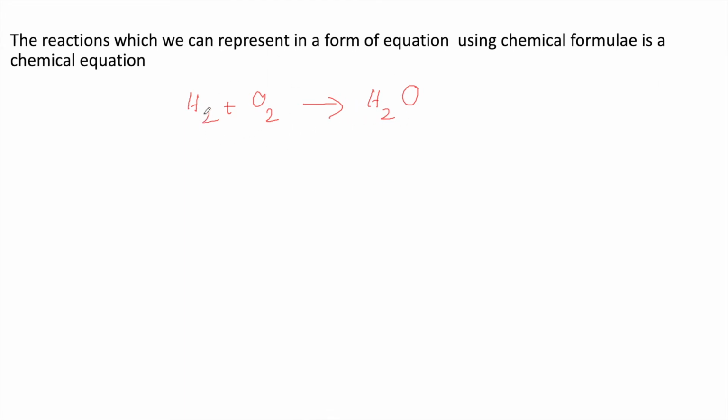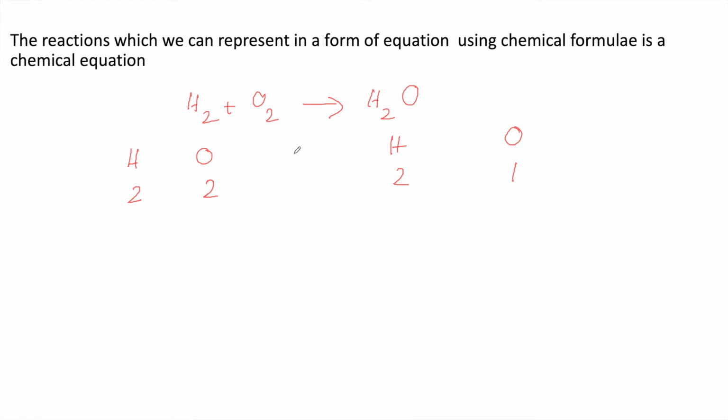And now we can check the number of atoms in the reactant side and product side. On the reactant side, the atoms are hydrogen and oxygen. Here also hydrogen and oxygen. The number of hydrogen atoms is 2 here, oxygen is 2. Hydrogen is 2, oxygen is 1. For hydrogen, the reactant side and the product side have an equal number of atoms. But for oxygen, the reactant side has 2 and the product side has 1. It means this equation is not balanced. We have to balance this equation.